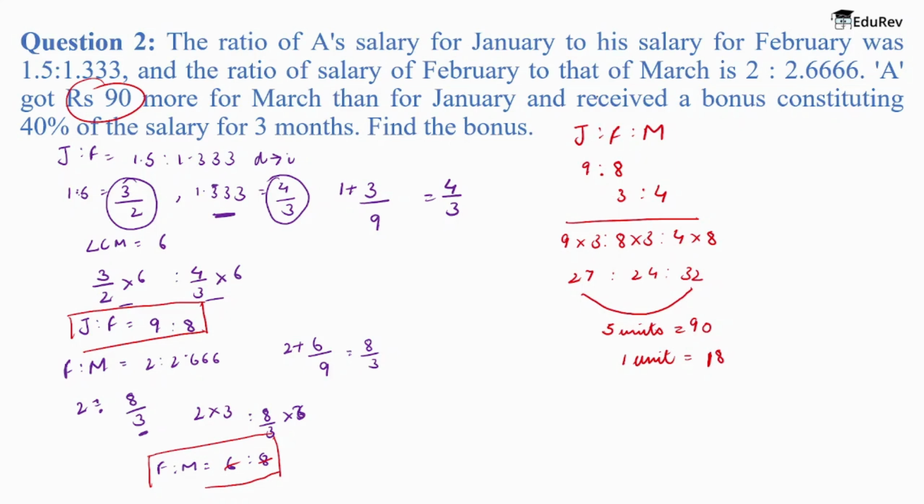So they say, and received a bonus constituting 40% of the salary for 3 months. So we have to find the bonus here. Now if we talk about the total salary, it is 27 plus 24 plus 32, which is equal to 83 units. And we know 1 unit is equal to rupees 18.